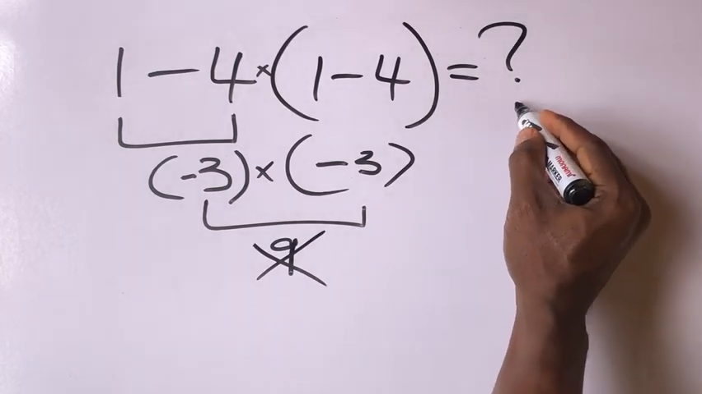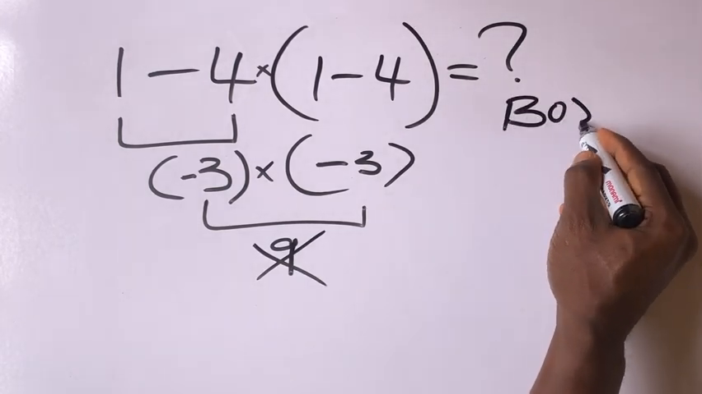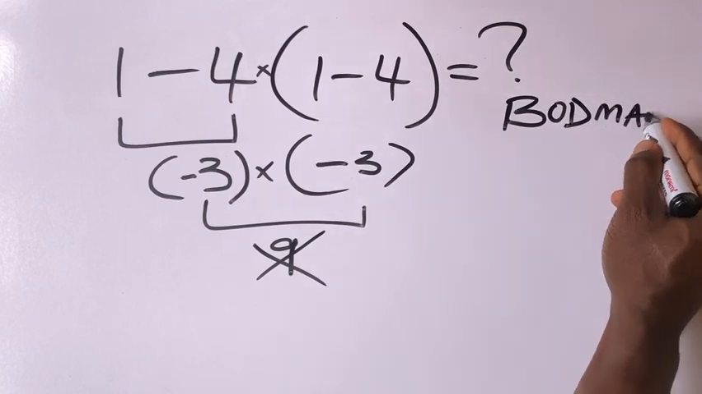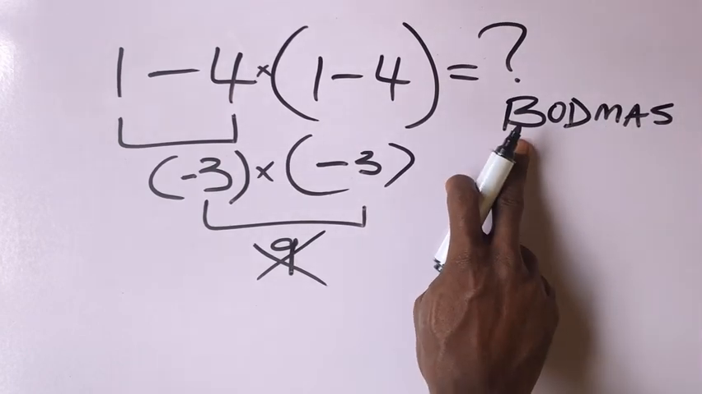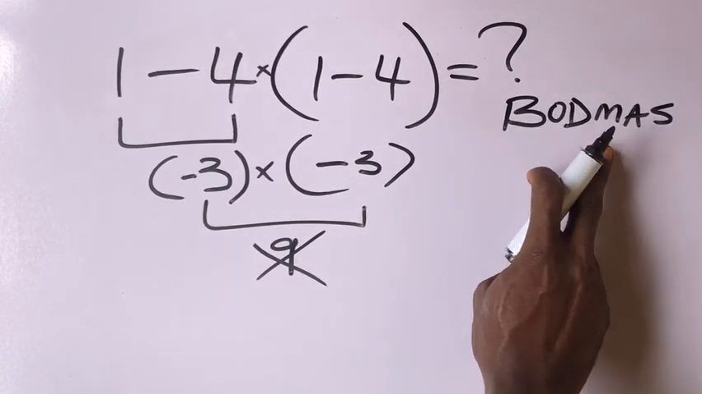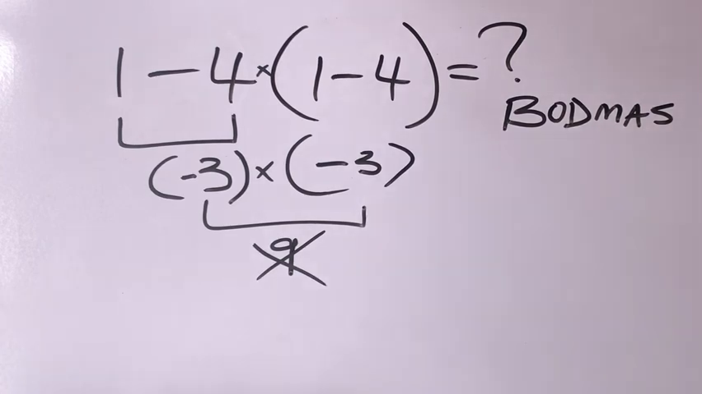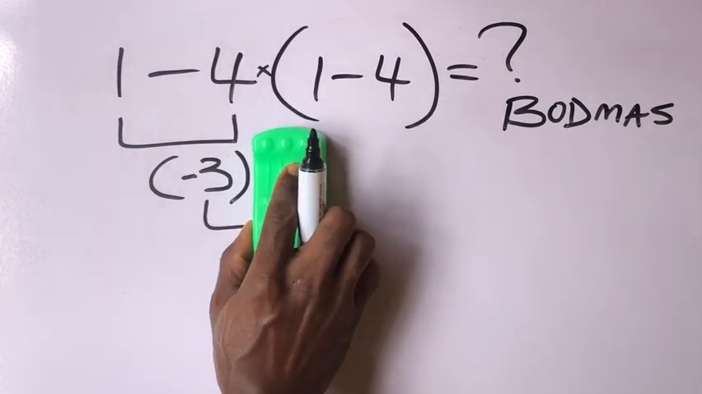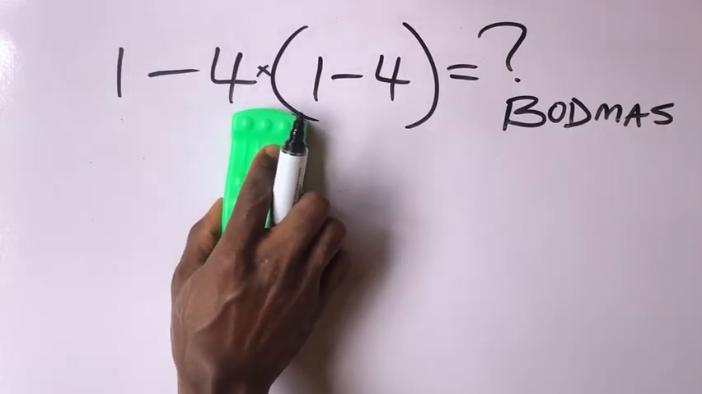According to BODMAS, we solve the bracket first before division, multiplication, addition, and subtraction. So let's solve it and get the correct answer.